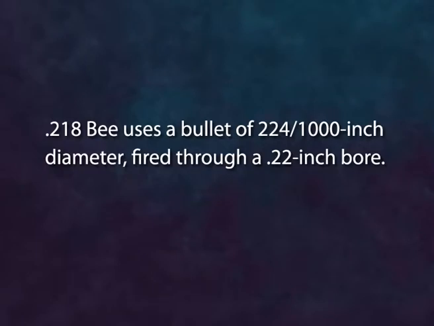On the contrary, sometimes the name of a cartridge does not tell anything about the cartridge. For example, .218B uses a bullet of 224 by 1000 inch diameter fired through a .22 inch bore. There is no relevance of 218 and B in this name. It is decided by those who standardize the cartridge. There are various other cartridges with similar nomenclature.